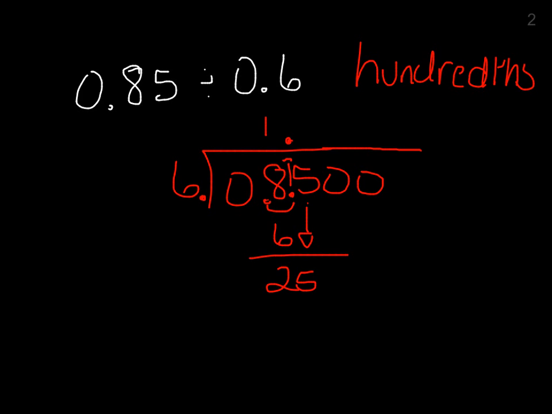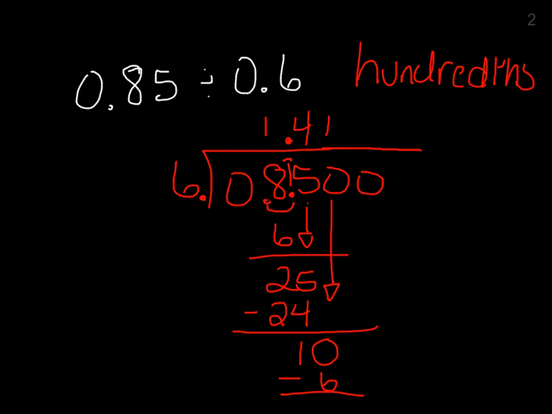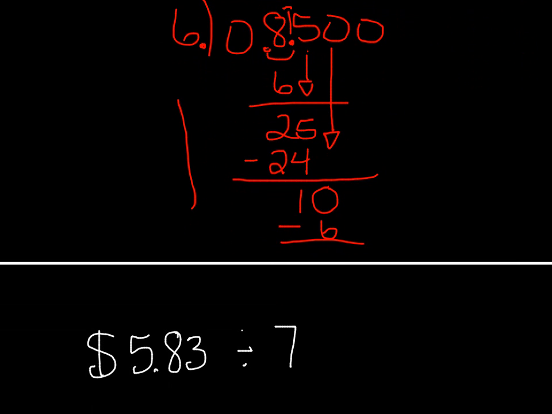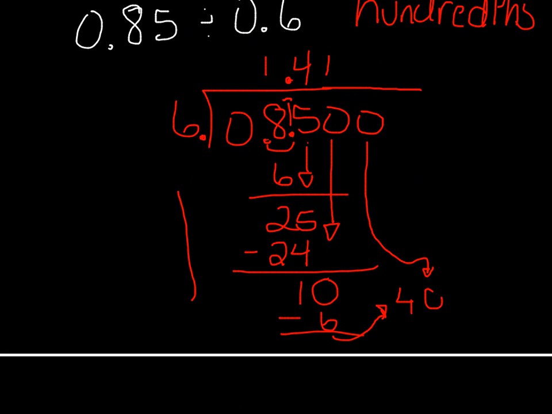6 into 25 goes 4 times. That's 24. I have 1 left over. I can bring down this 0. 6 goes into 10 one time. That's 6. I'm going to move my thing up a little bit. There we go. I have 4 left over. I can bring down this 0, put it right there. And 6 goes into 40 6 times. That's 36, and I'd have 4 left over again.